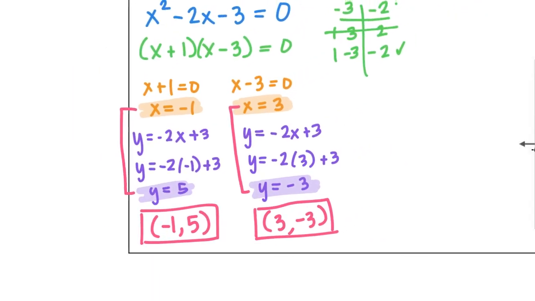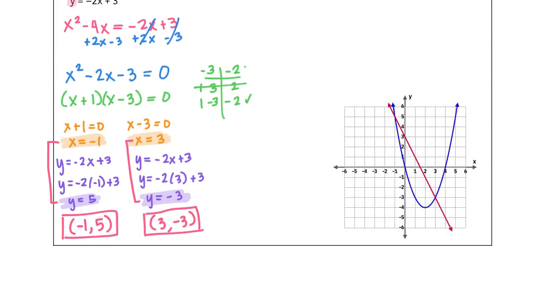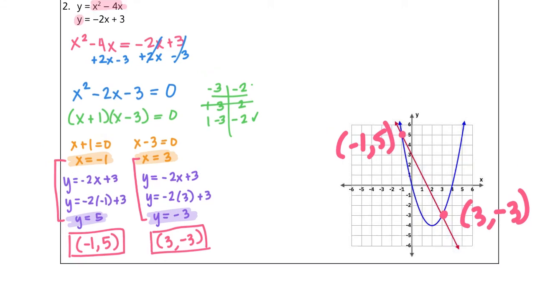So if we look at our graph, let's see if we were right. So this point up here, that's our -1, 5. So we did good on that one. And then this point down here, that's our 3, -3. So again, we found exactly the 2 points where it intersected.